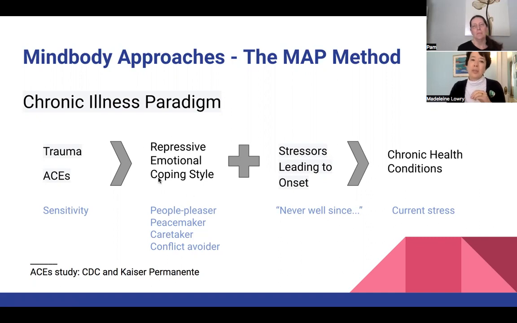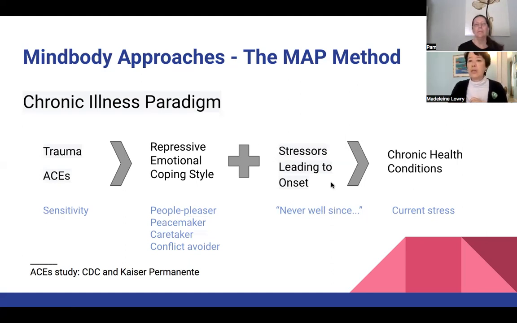Why is that? Partially because those early experiences can form patterns, form personality traits that are emotionally repressive, right? So we develop emotional coping styles that are detrimental for us. We become a people pleaser, a peacemaker, a conflict avoider, a nurturer, a chameleon, right? Any number of things. And these are detrimental because they require that we sort of deny ourselves, our own needs, our own feelings in the service of others.